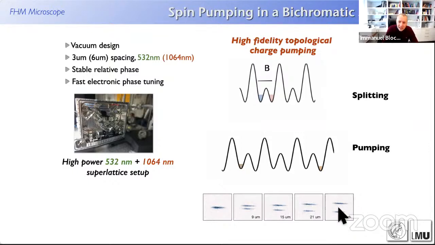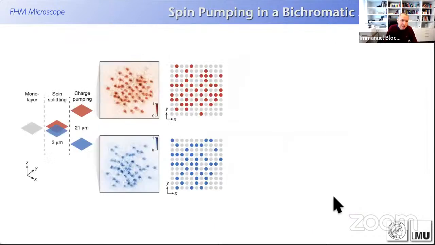Now we can take two images nicely because the separation is about 30 micrometers. When we take a photo of the lower plane, the upper plane is totally out of focus and we won't see it, and it will not disturb the image of the other plane. So this is how this looks. You start with one monolayer, the physical system. You first do the spin splitting, then you do the charge pumping to increase the separation, and then you take a photo. This is the photo of the spin up atoms. This is the photo of the spin down atoms.